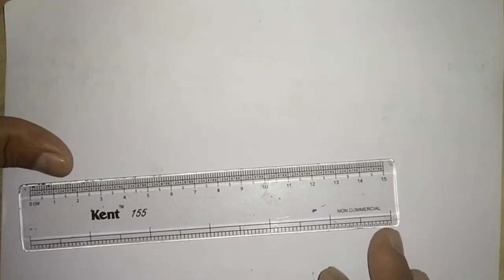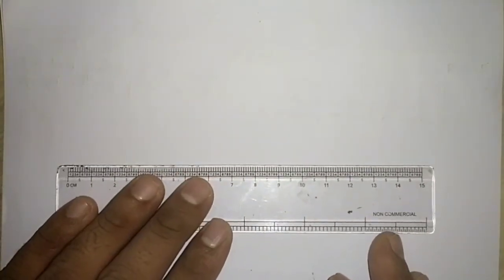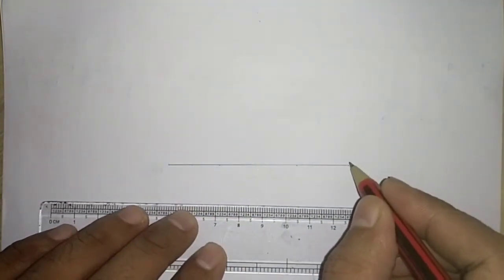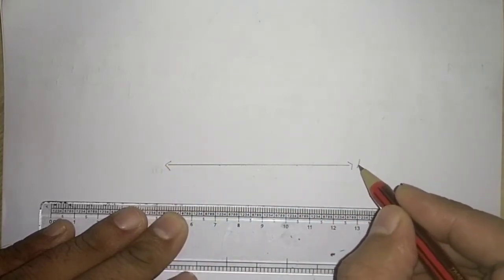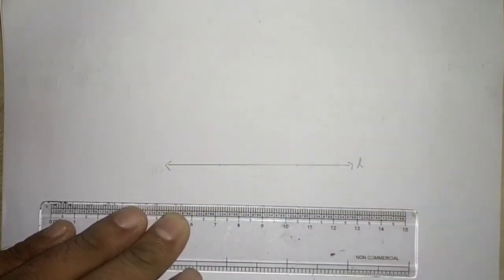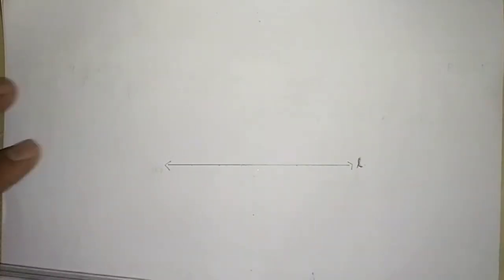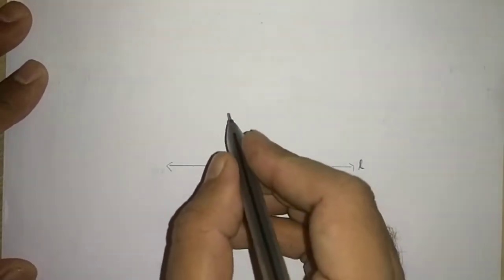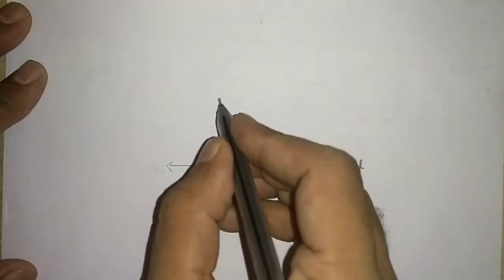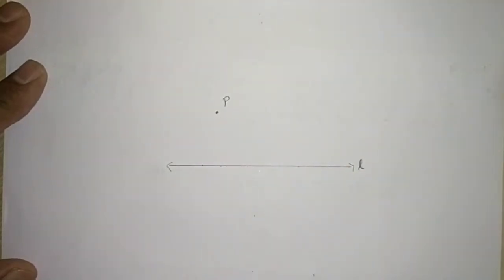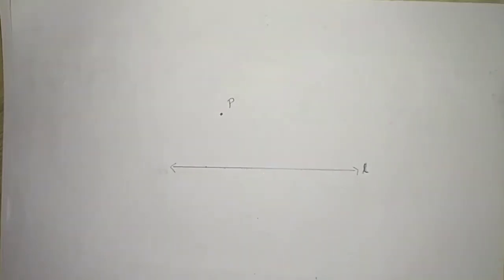I will take one line. Please draw it with me so that you can understand it properly. Pause me wherever you need. This is our line L. Let me write it down. And they have told us to take a point P which is not on L. So I will take point P here. Now let us see what they are telling us to do.